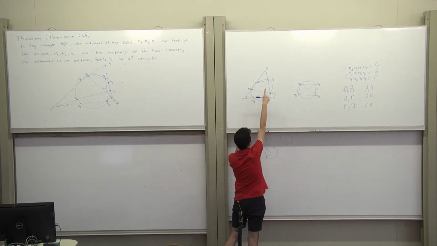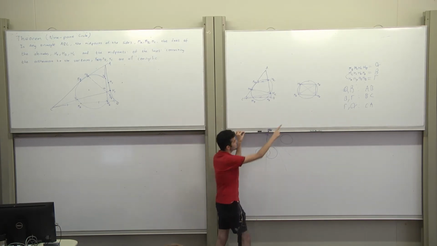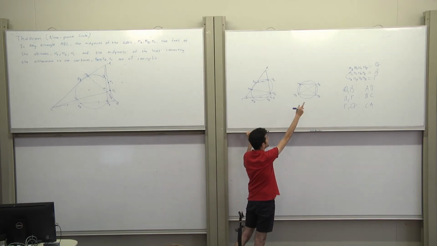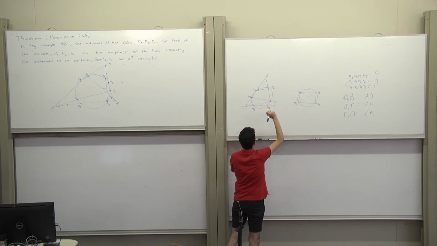But these three lines don't intersect at a point, which means these circles can't be distinct. At least two of them must be the same, and that gives us the third one. So that gives us all these points not cycling.